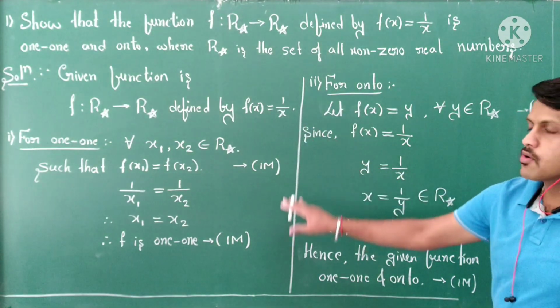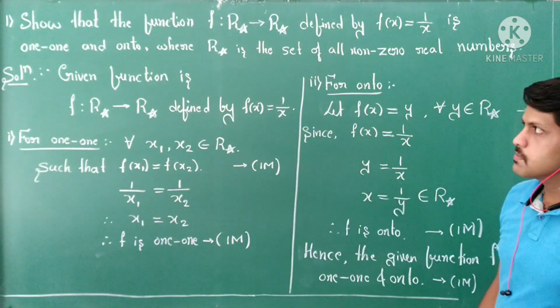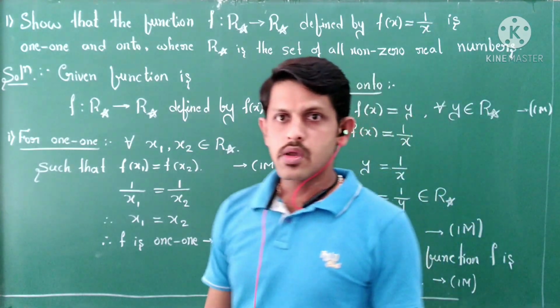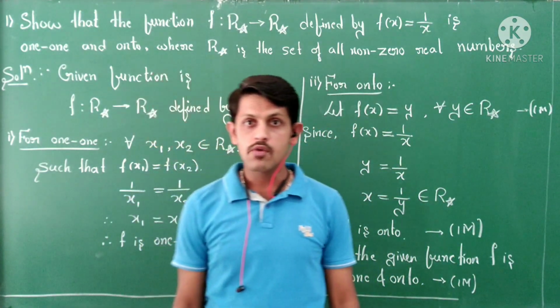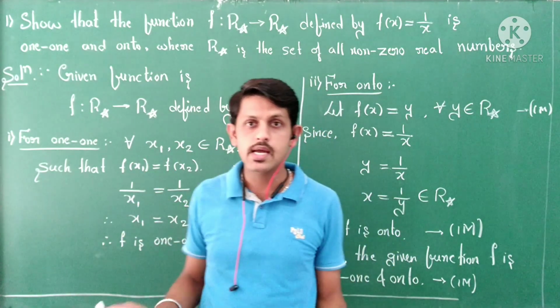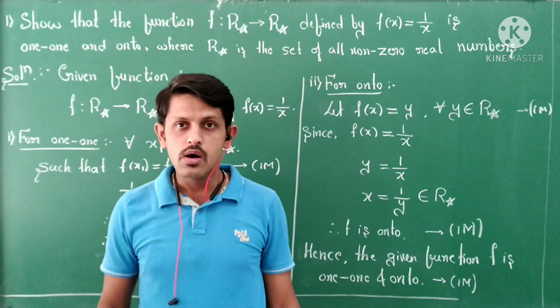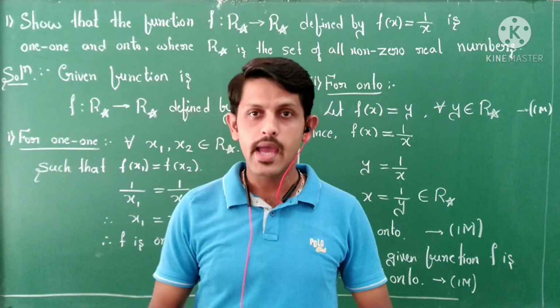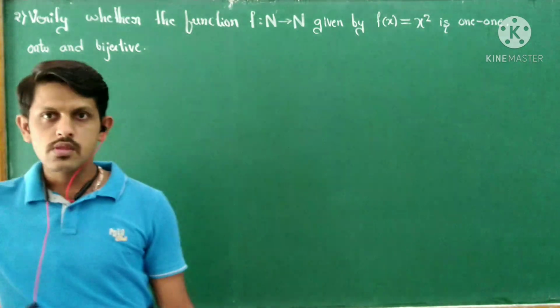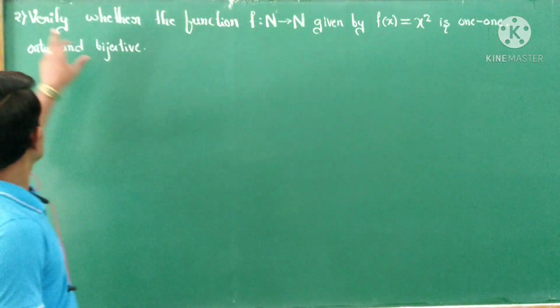So this is the way this variety of example has to be solved. I hope it is clear. I hope all of you understand whatever I explained. Solution I explained. So now go to the second example. Now go to the second question.